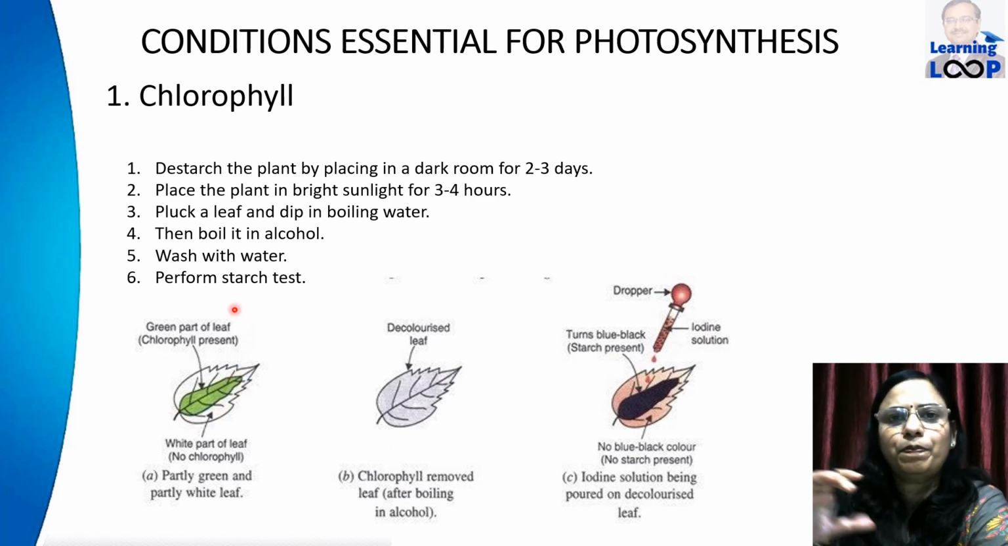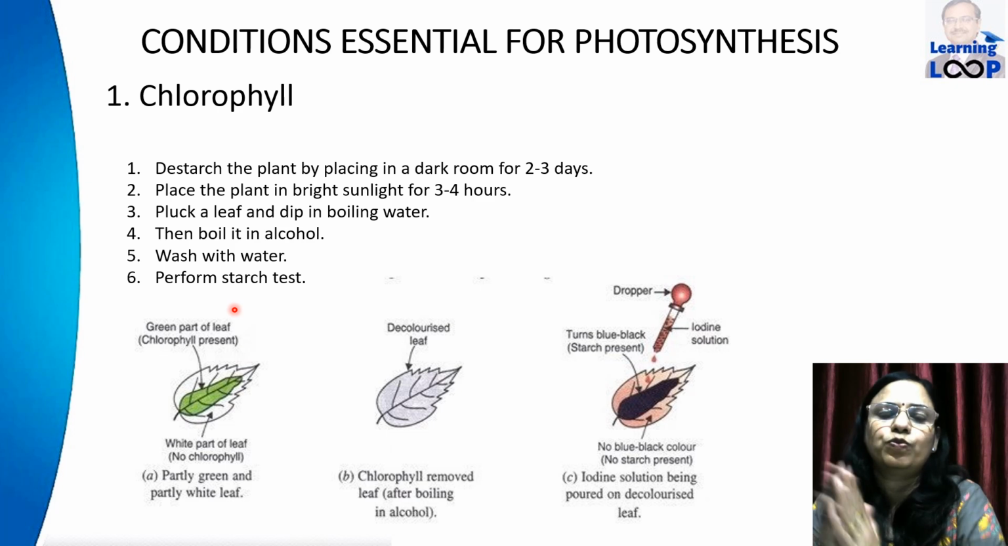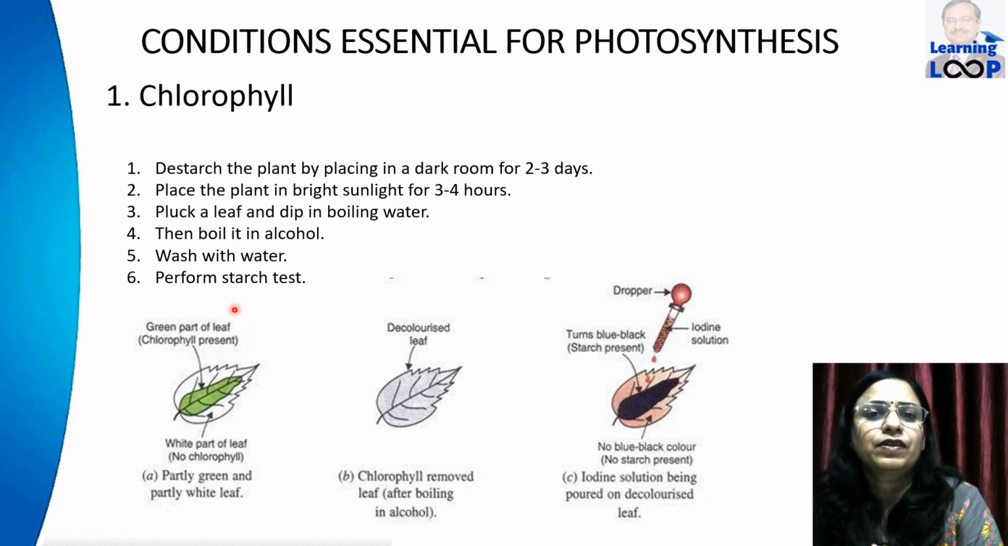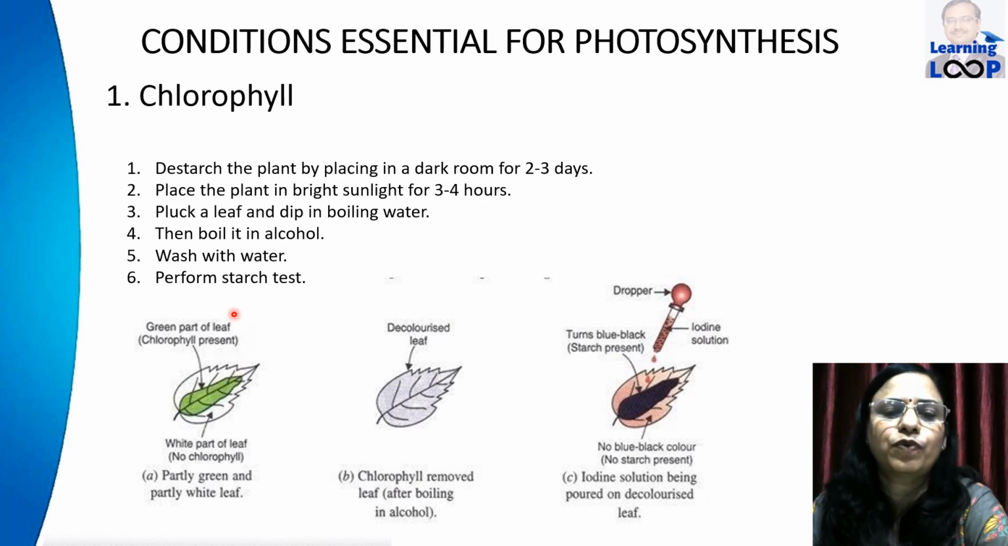Now you need to place this plant in a dark room for around 2 to 3 days, so that it gets destarched. Destarching means that whatever stored food was there in the plant will be used by the plant, and now no more starch will be left in the plant. After that, place the same plant in bright sunlight for 3 to 4 hours so that fresh photosynthesis will occur.